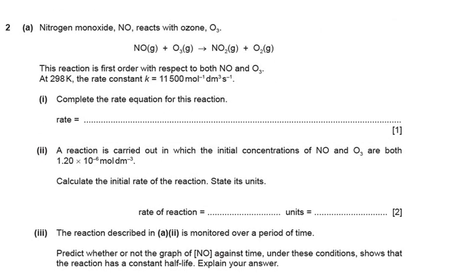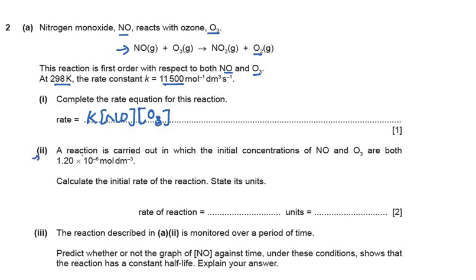The second question is about nitrogen monoxide, and that reacts with the ozone. The reaction is given here, NO plus O3 gives NO2 and O2. The reaction is first order with respect to both NO, that is nitrogen monoxide, and ozone at 298 Kelvin, and the rate constant value is also given here. Complete the rate equation for this reaction. Now it's already given in the question that it's first order with respect to both the reactants, so our equation becomes straightaway as I'm writing here, with no power because it's first order.